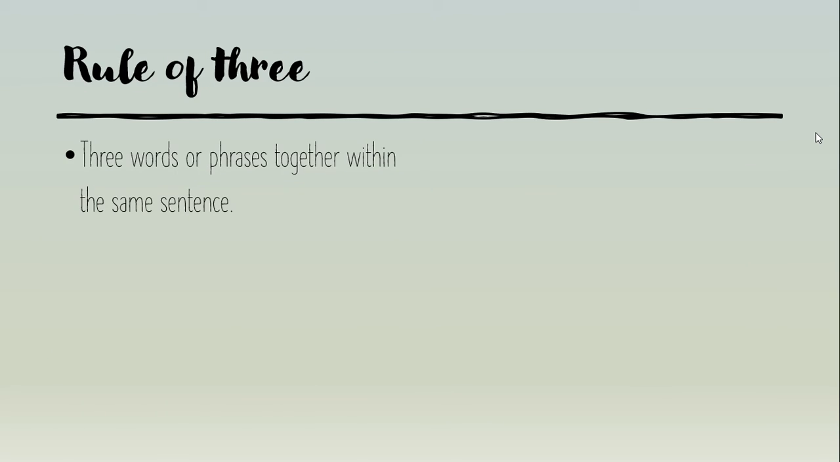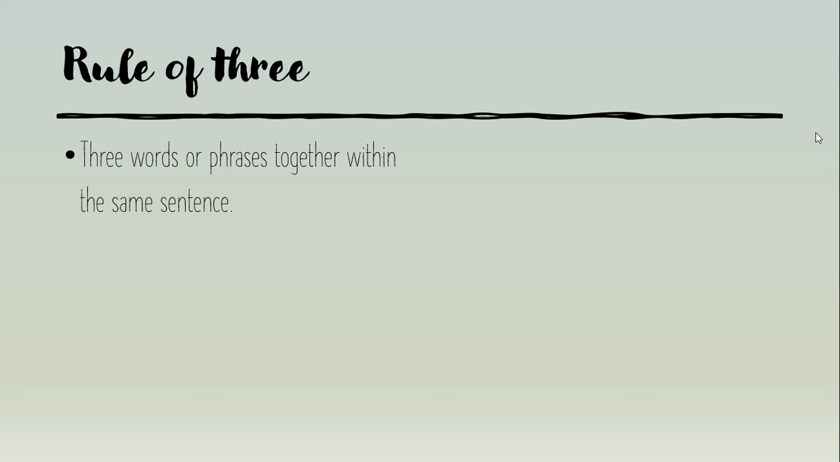Rule of 3. So this is where we have 3 words or phrases together within the same sentence. It looks a little bit like a list. If you have more than 3 things, it isn't rule of 3, but we can refer to that as a list if you notice something similar. And again, 3 is a very interesting technique to use here.